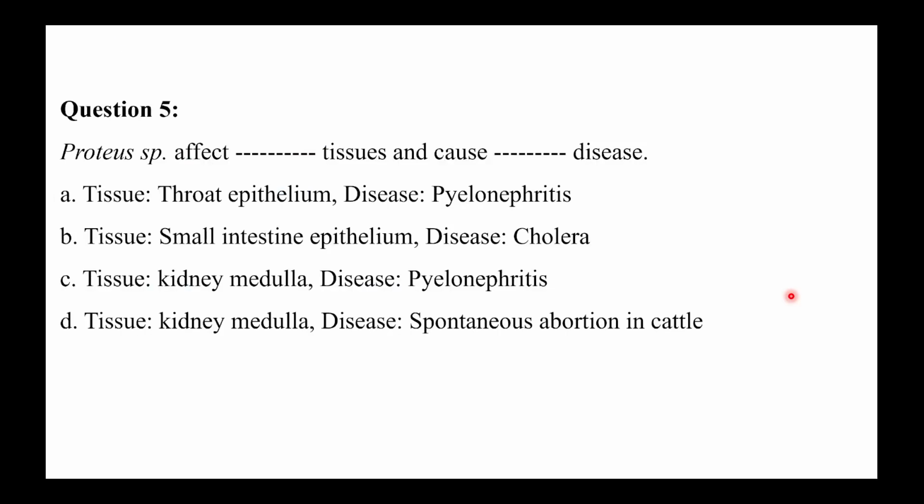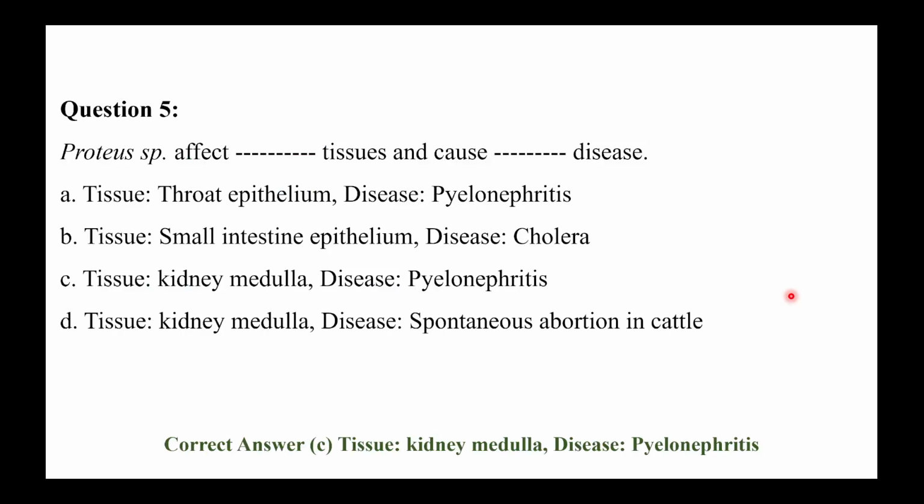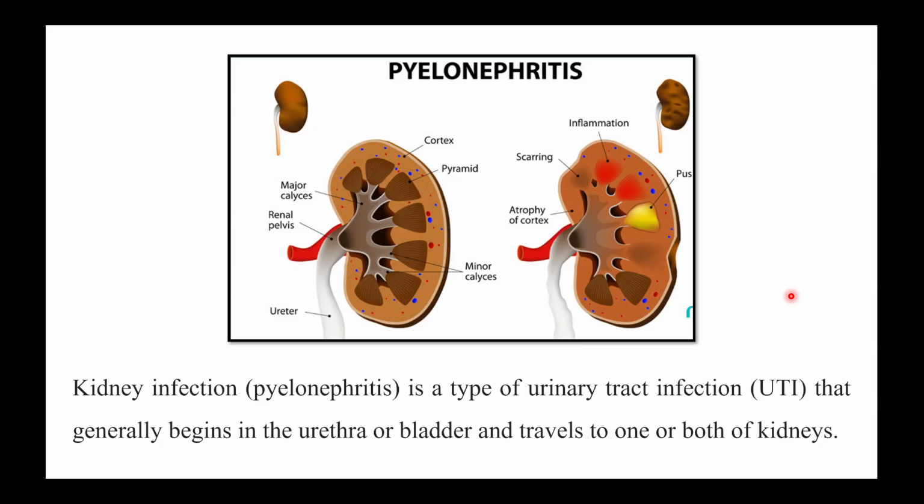So Proteus species affect kidney medulla and cause pyelonephritis disease. That is the correct answer, so option C is correct. Proteus species can infect the kidney medulla. This is a picture of a healthy kidney, and this is a picture of an inflamed kidney infected by these Proteus bacteria. The medulla region of the kidney gets infected, and the infection is named pyelonephritis.